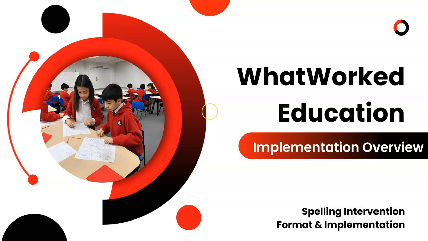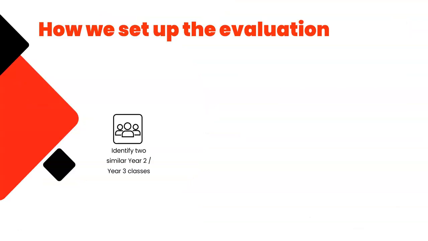Implementation overview. How we set up the evaluation. First thing we ask you to do is identify two similar ability Year 2 or Year 3 classes in the same year group.